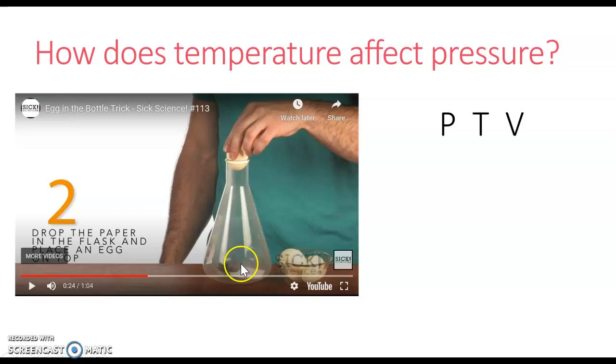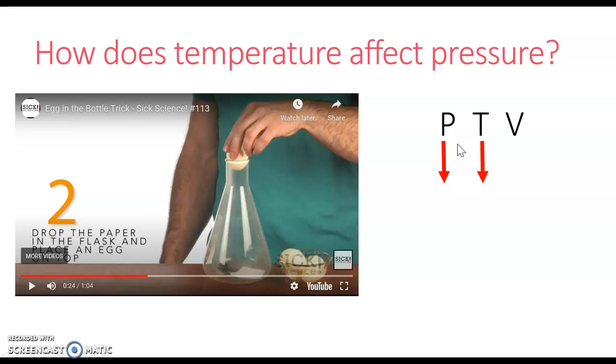Okay, so the first thing he did was he lit a piece of paper on fire. He threw the paper in the flask. What you'll notice as the fire goes out is that there's probably some oxygen being consumed. But when the flame goes out, the temperature inside the flask is going to start to decrease. So the particles, gas molecules, are not moving as much. If they're not moving as much, then they are not hitting the sides of the container as often, which makes the pressure go down.